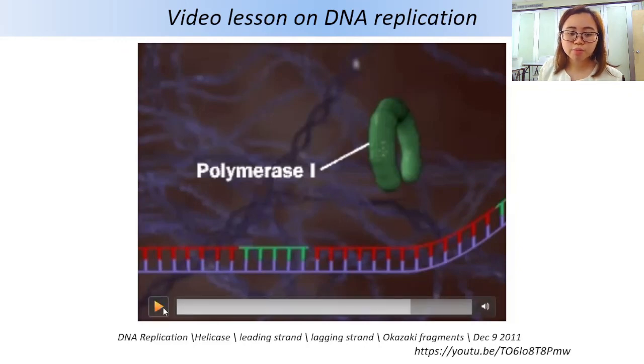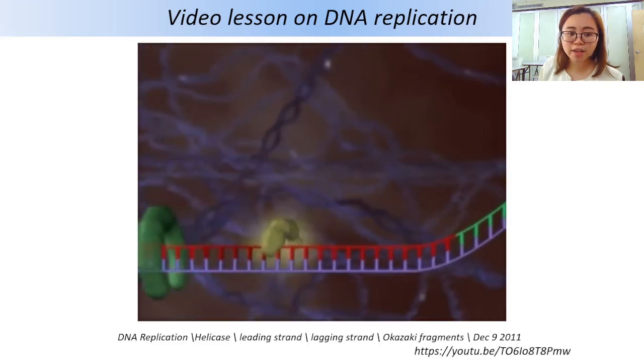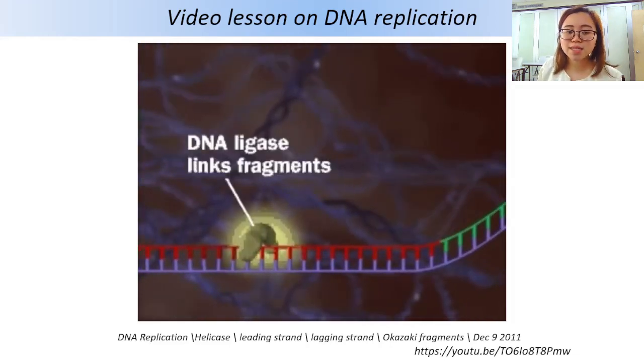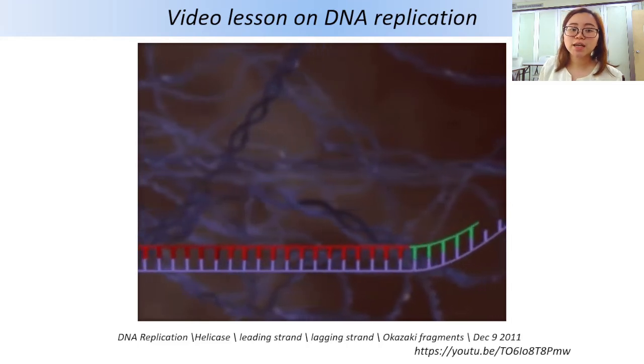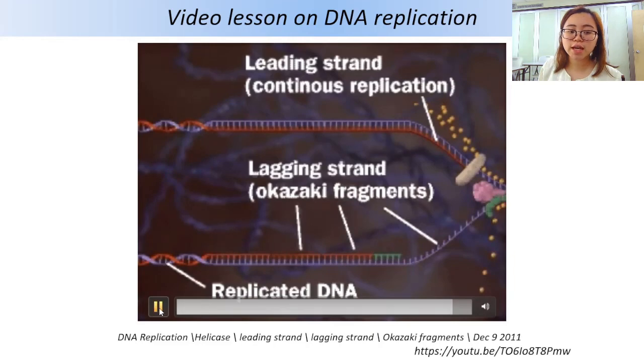And then we will have polymerase 1. DNA polymerase 1 comes here and replaces the RNA. DNA ligase comes and joins the fragments together by catalyzing formation of phosphodiester bond. So you can see here you have the leading strand, the lagging strand, the template strand. You can see several of the enzymes that are working together to make sure that this replication can continue. And you have the replicated DNA.